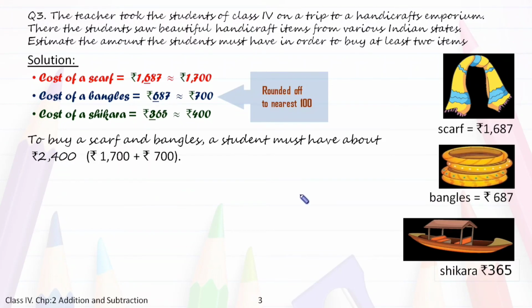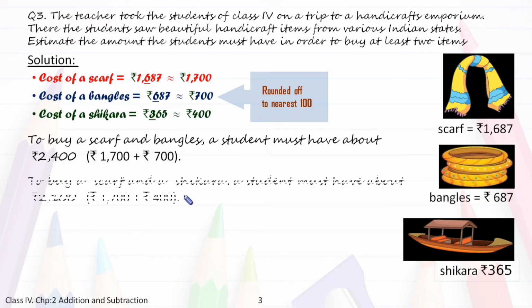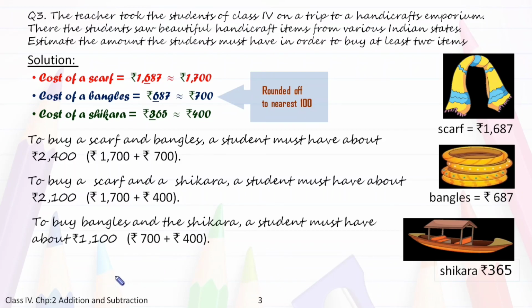Clear? Now, if you want to buy the second and third item, you must have at least 700 plus 400 rupees. That is 2100 rupees. And if you want to buy scarf and shikara, you should at least have 1100 rupees. Clear with it?